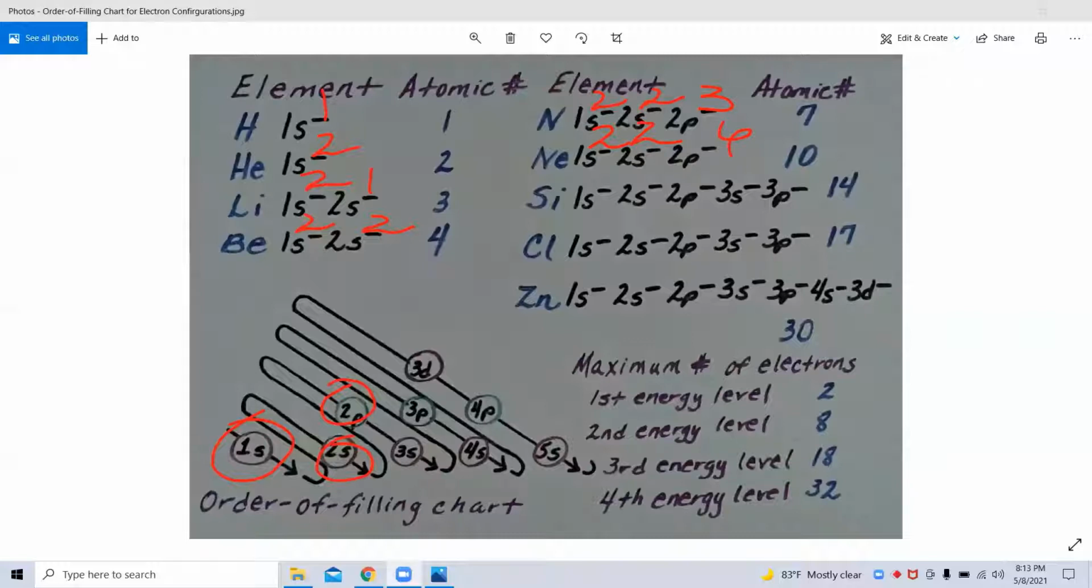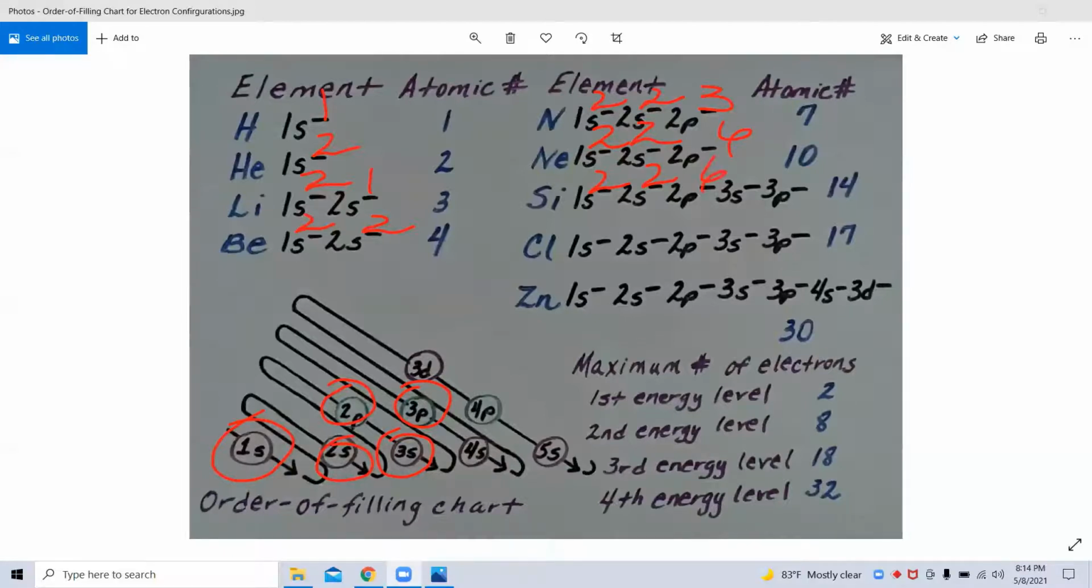So you're moving in the direction of these arrows. So here's a 3s and 3p that we need to circle here that we're going to use. So that being said, let's put 1s2, 2s2. Now, you know you had to fill up the second energy level with 8 electrons, so you can only put 6 here.